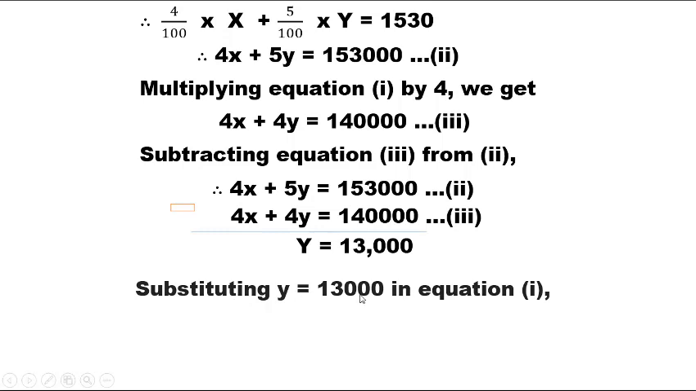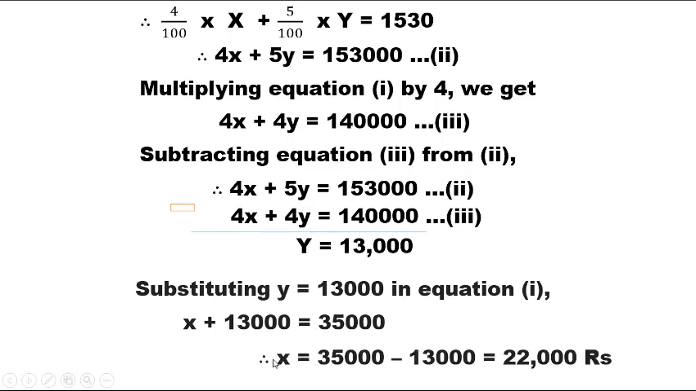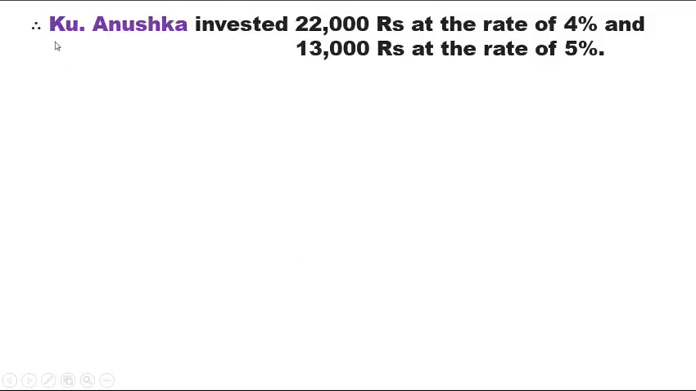to 1,40,000. So y is equal to 13,000. Substituting y is equal to 13,000 in equation 1, we get x plus 13,000 is equal to 35,000. Therefore, x is equal to 35,000 minus 13,000 is equal to 22,000. Therefore, Kumari Anushka invested 22,000 rupees at the rate of 4% and 13,000 rupees at the rate of 5%.